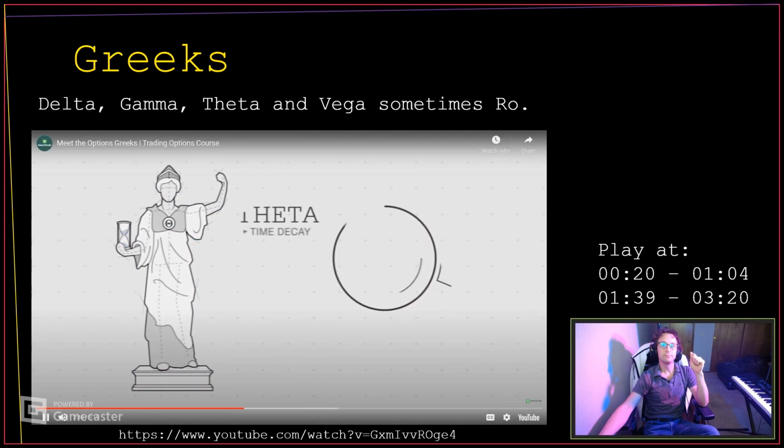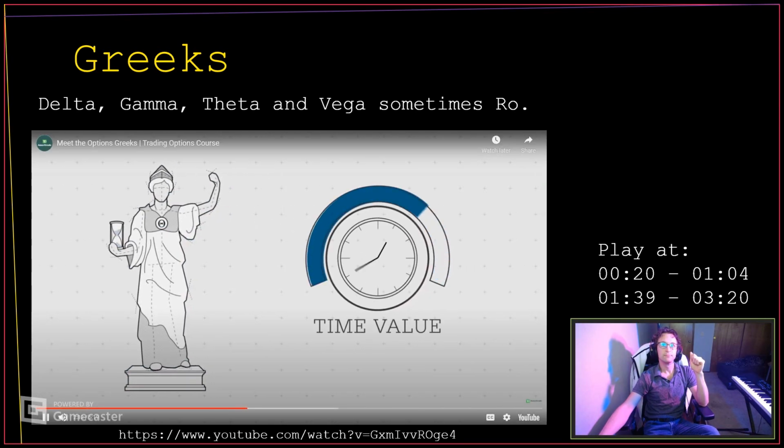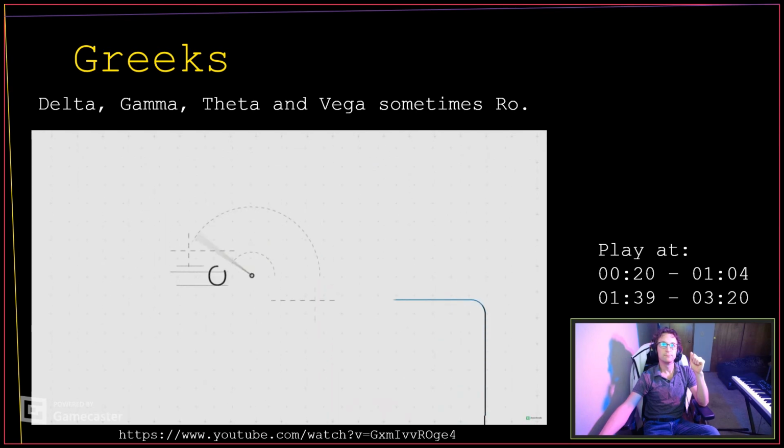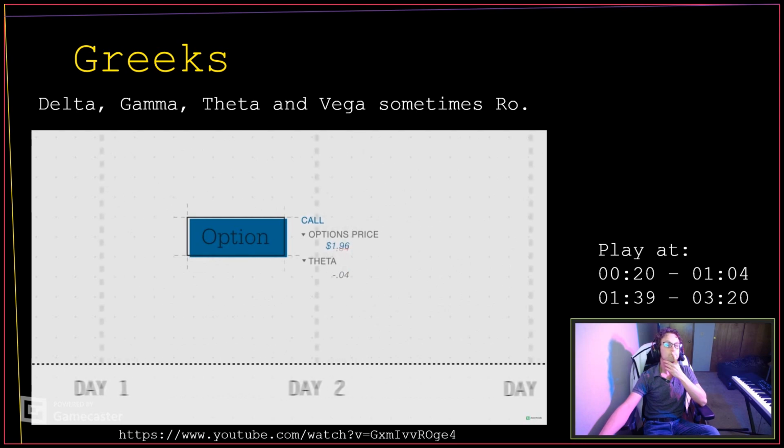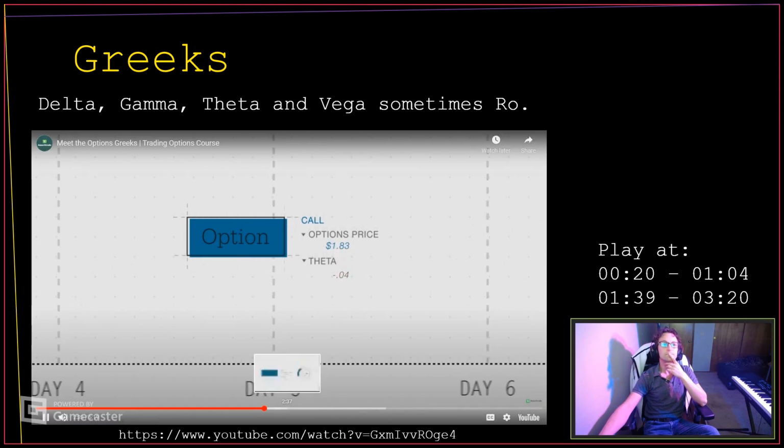Theta estimates how much value slips away from an option with each passing day. If an option has a theta of negative 0.04, it would be expected to lose 4 cents of value every day. Remember, time decay works against buyers and for sellers.